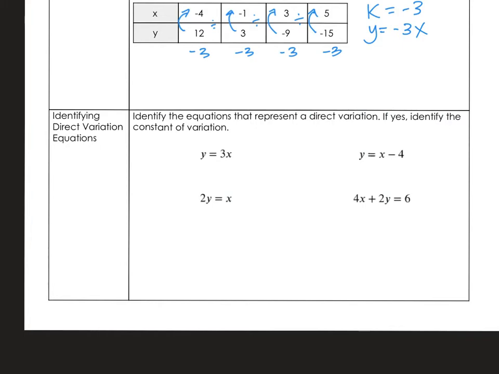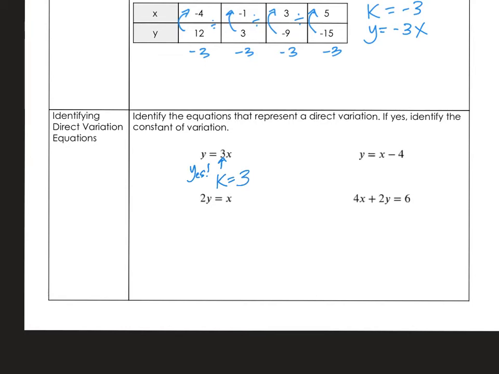Okay, so now we're going to identify if the equations listed are direct variations based off of the way that they're written, the structure, and then if they are, we're going to identify what the constant is. Obviously, this first one is in the same format as the other two that we just wrote. So yes, this is direct variation, and our k is 3.